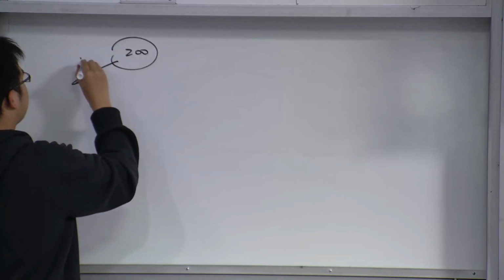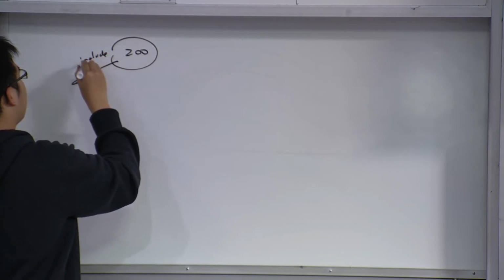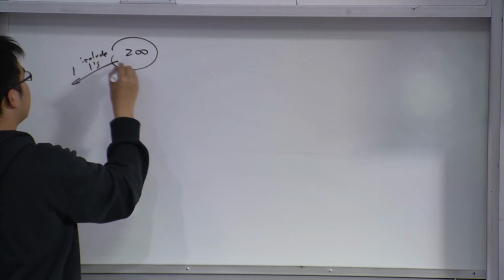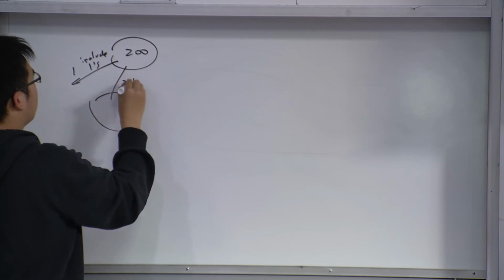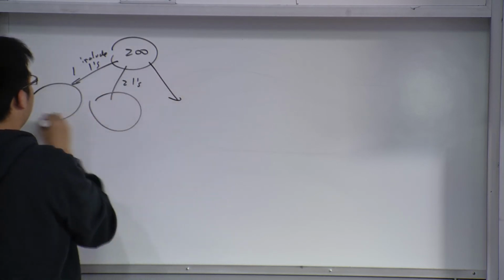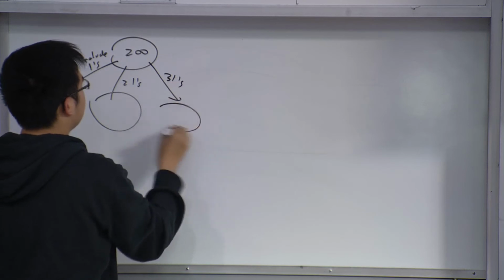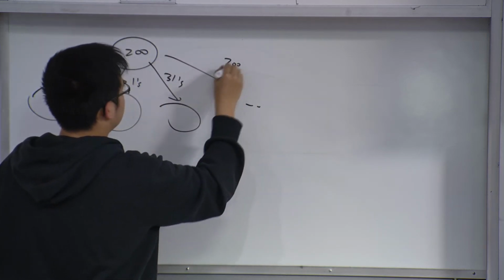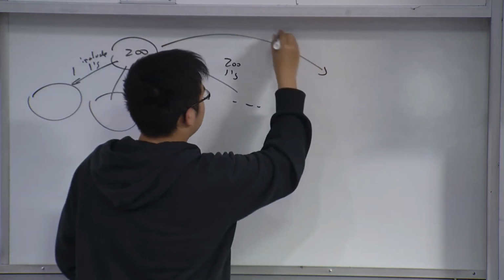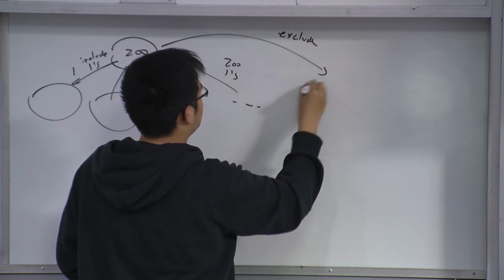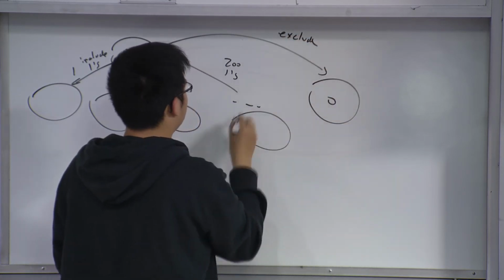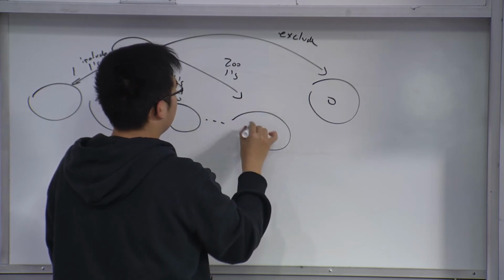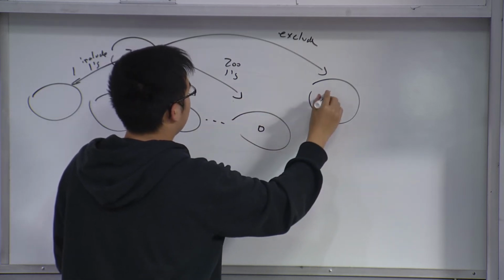We can include 1 once, 2 ones, 3 ones, all the way up to 200 ones. Or we can also exclude, so 0. Making 200 different calls.